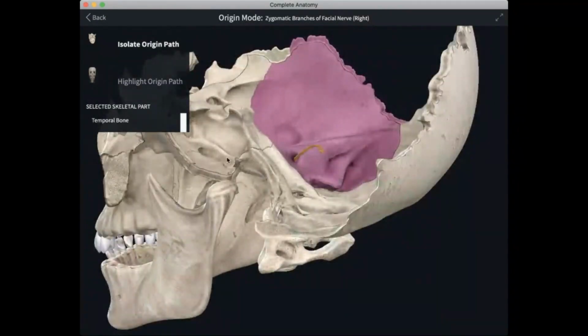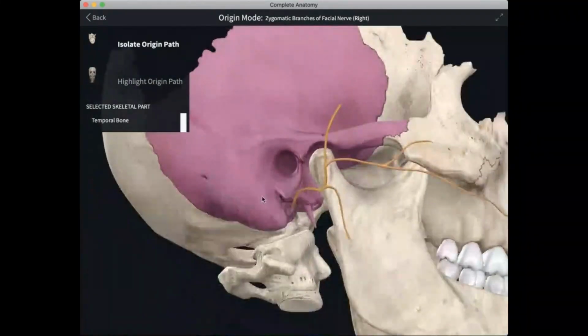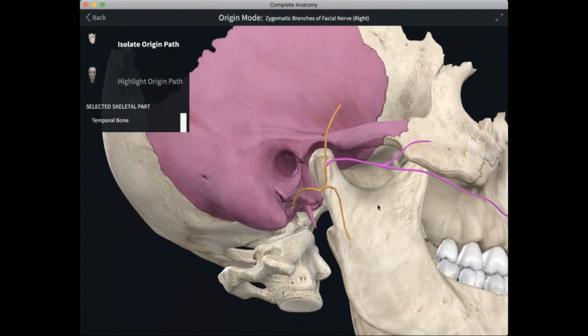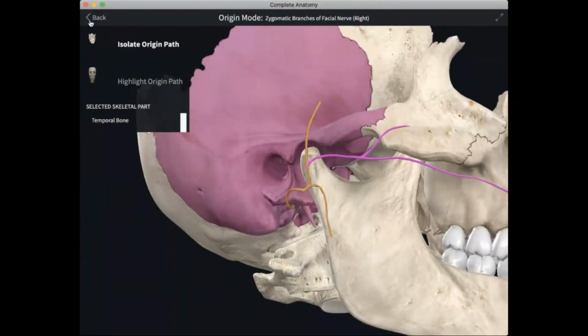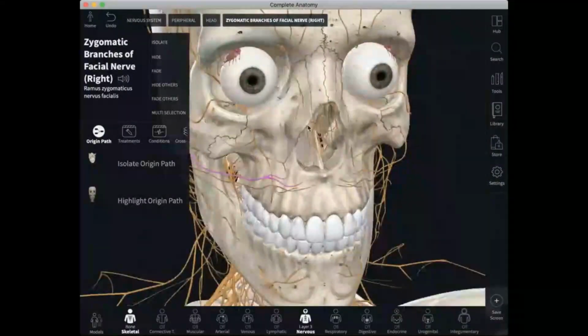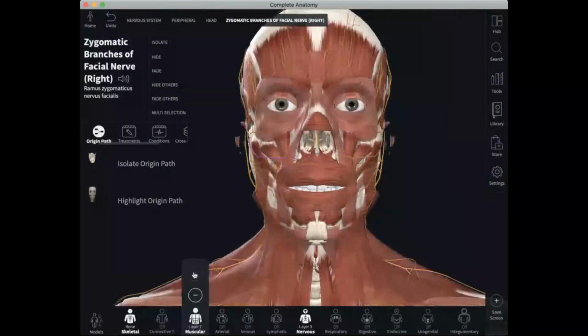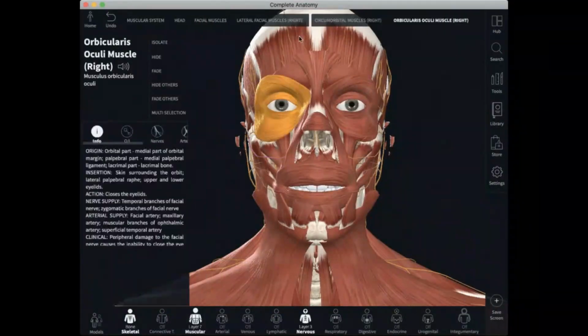From here till here, it is the intratemporal part. From here to all sides of the face, it is the extracranial part. The facial nerve is supplying the muscles of the face. If you look at the muscles of facial expression, you see there are a lot of small muscles in the face. All these facial muscles are supplied by it.